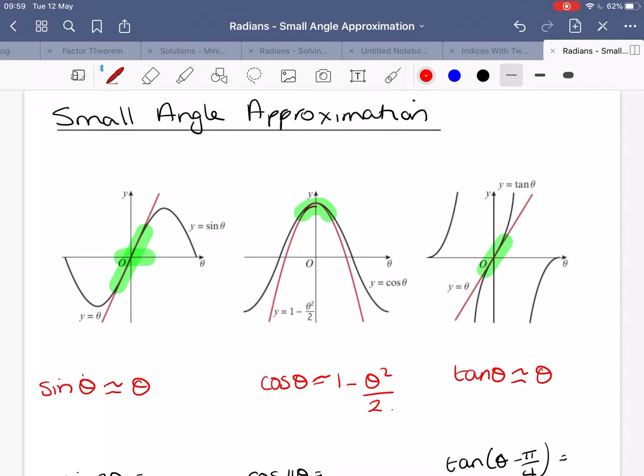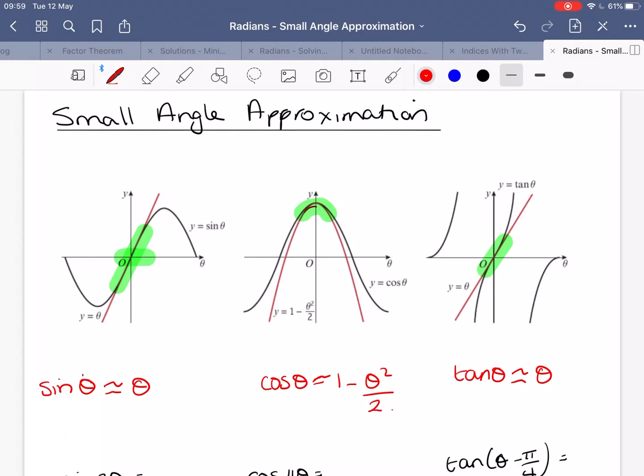Now, big question, what do we mean by small? This is where I want you to get your calculators out and have a bit of a play. Make sure your calculator's in radians, and if you do the sine of 0.1, you will get 0.0998. So really the sine of 0.1, to 2 decimal places, is 0.1. And you can do that with sine, cos and tan.